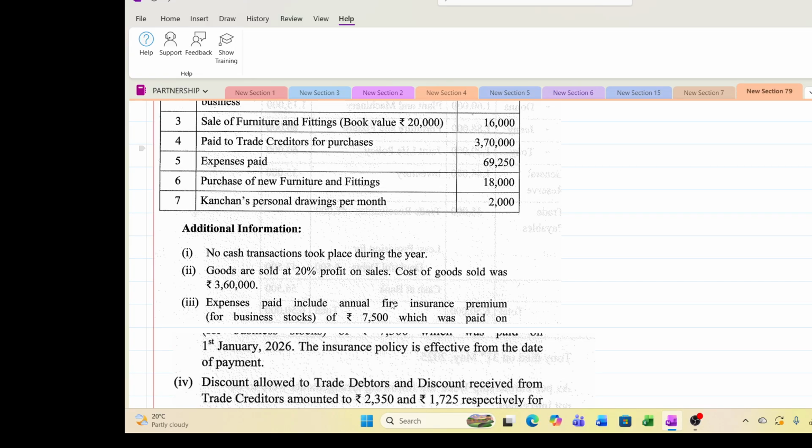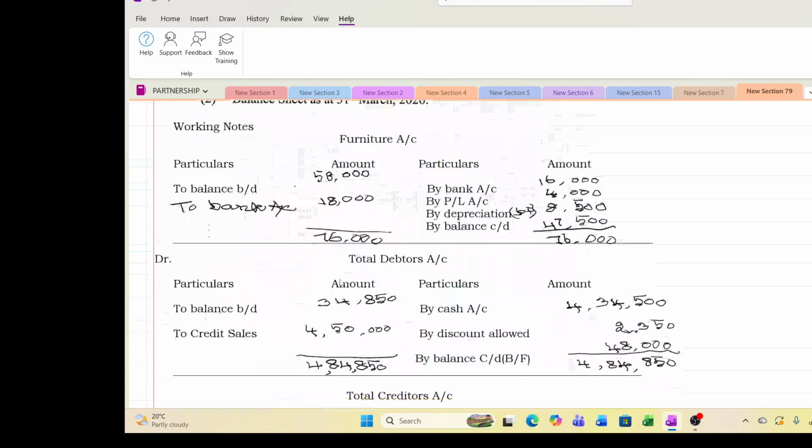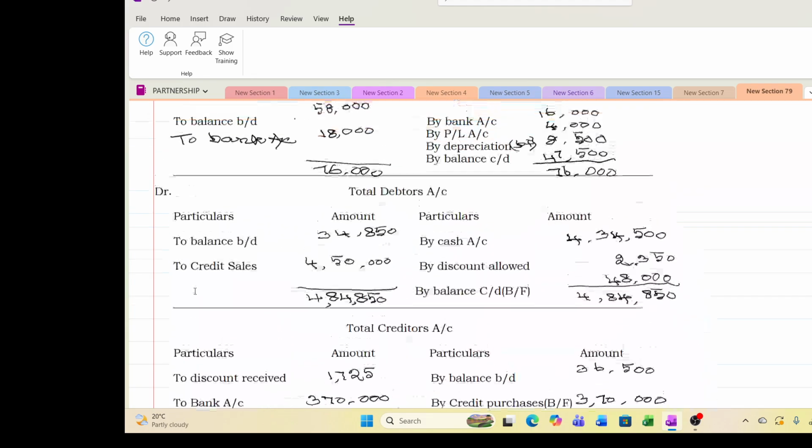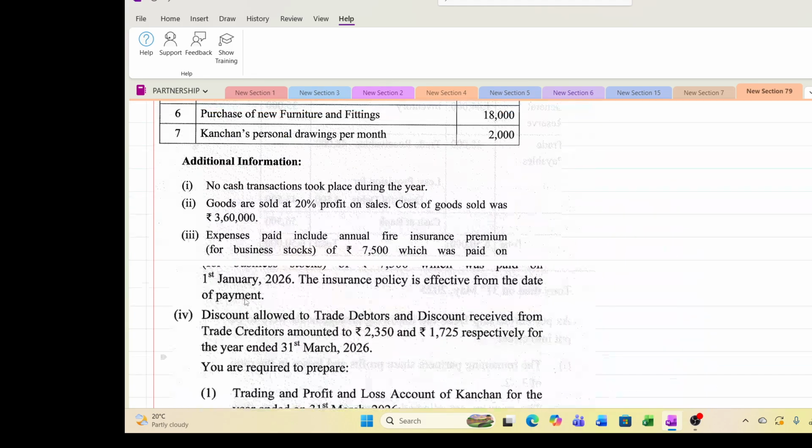Expenses paid 69,250. But there is an adjustment here. Okay, so let us go to the bank account first. 69,250 was paid out of the bank. So 69,250 is paid. But now we have to make an adjustment of 7,500. We will come back to that.